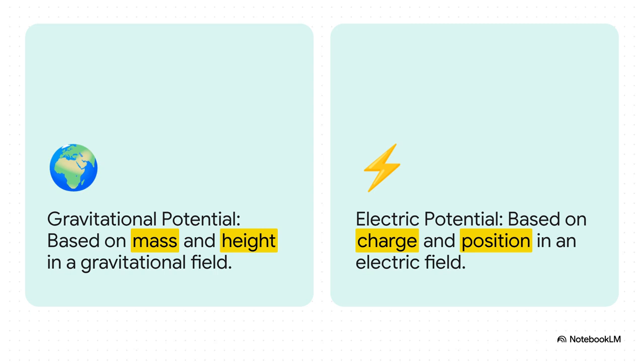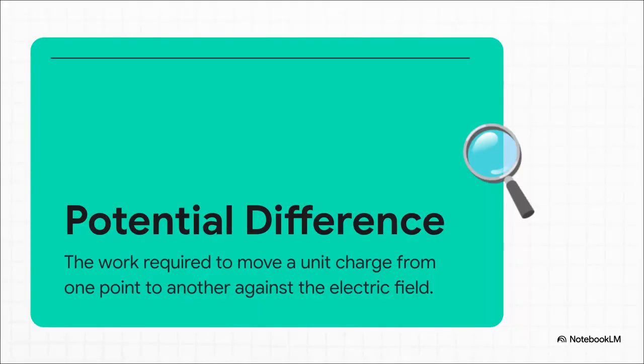Electric potential energy is pretty much the same exact idea, but instead of mass and height, we're talking about an electric charge and its position inside an electric field. We're essentially creating this invisible landscape of hills and valleys, but for charges. So moving between two different spots on this landscape, like climbing that hill, that takes work.